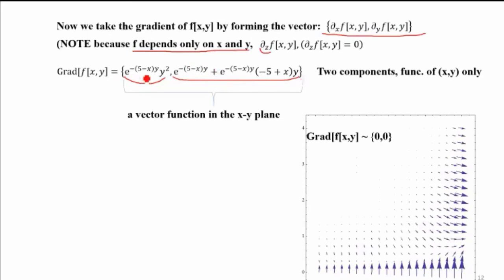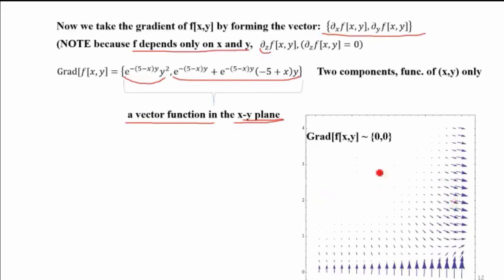And because we have curly brackets, and because we have two components, that justifies our saying that this is a vector function. And it's a vector function in the xy plane. It only has x hat, y hat unit vectors. Well, there's a way to plot a vector field in two dimensions, and that's what you see here. This plot is the gradient.